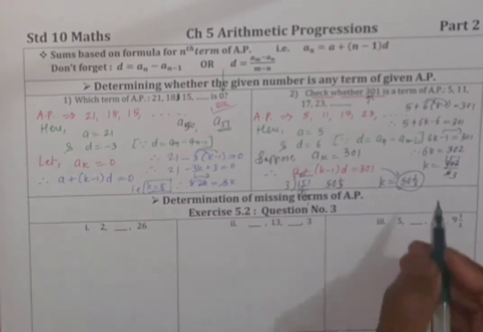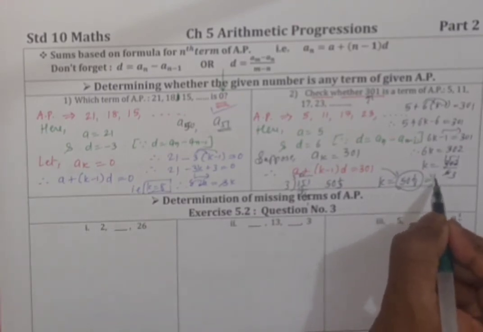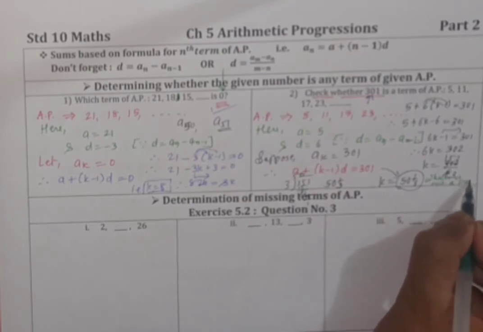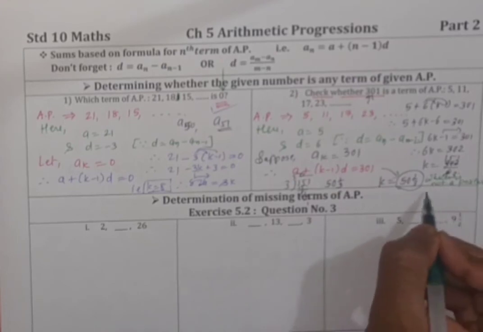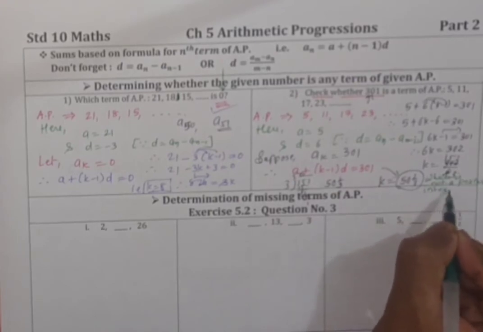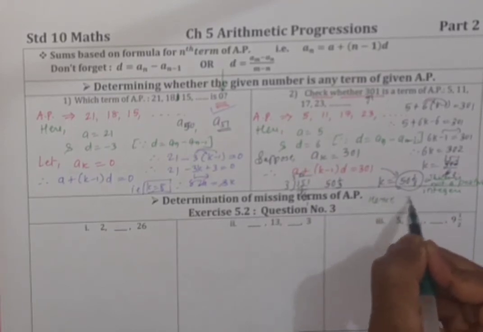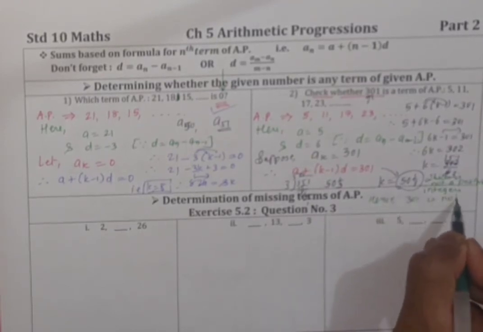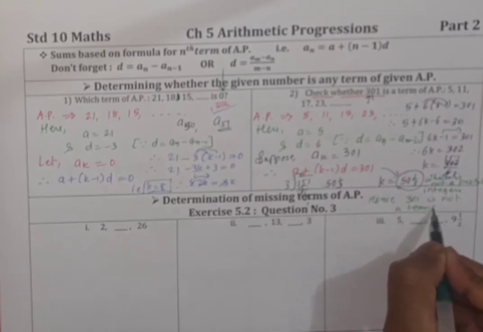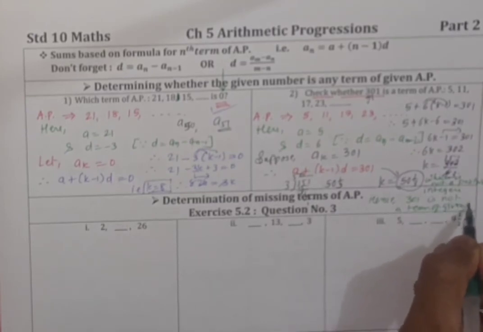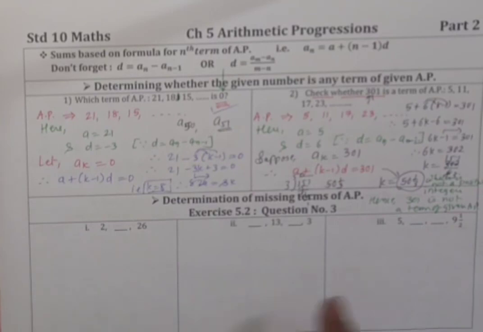Alright. Which is not, यहां लिखेंगे which is not a positive integer. Positive integer ही होना चाहिए. Which is not a positive integer. ये positive integer नहीं है. Hence 301 is not a term of given AP. Is that clear, children? 301 cannot be a term of this AP.